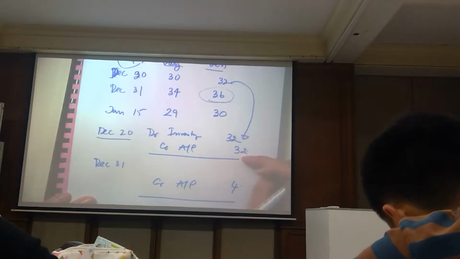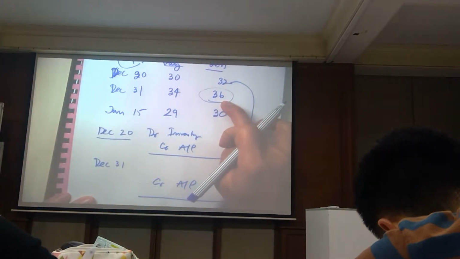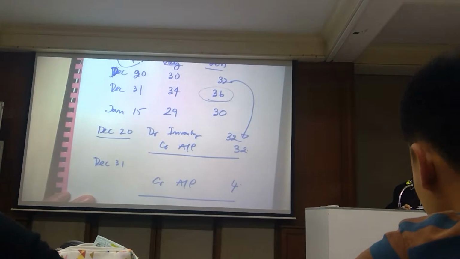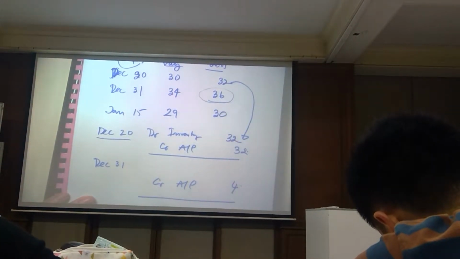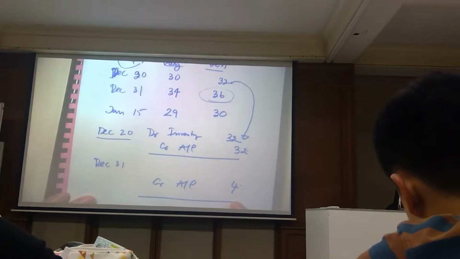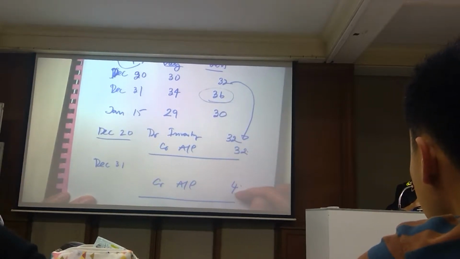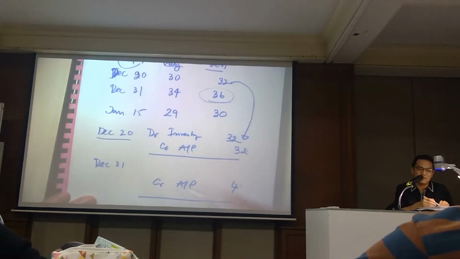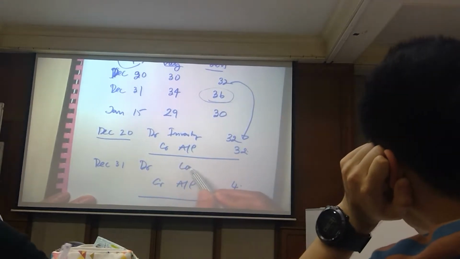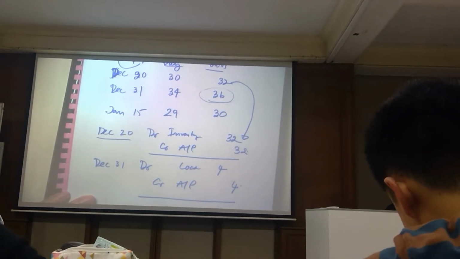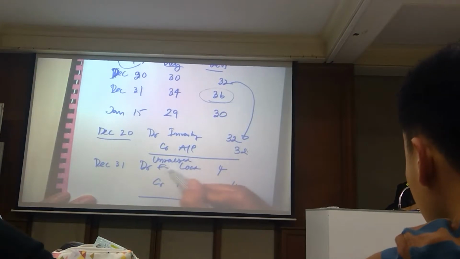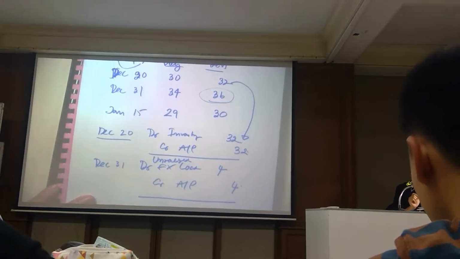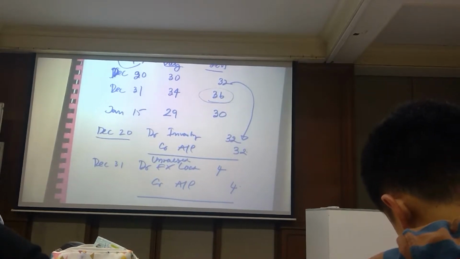From 32, if you want to pay today, how much are you going to pay? You need to pay 36. Is that right? That's why you need to bump the AP up from 32 to 36, by 4. You have a loss in this case of 4. But we call this loss an unrealized FX loss, because you cannot recognize it as real, you didn't pay for real.